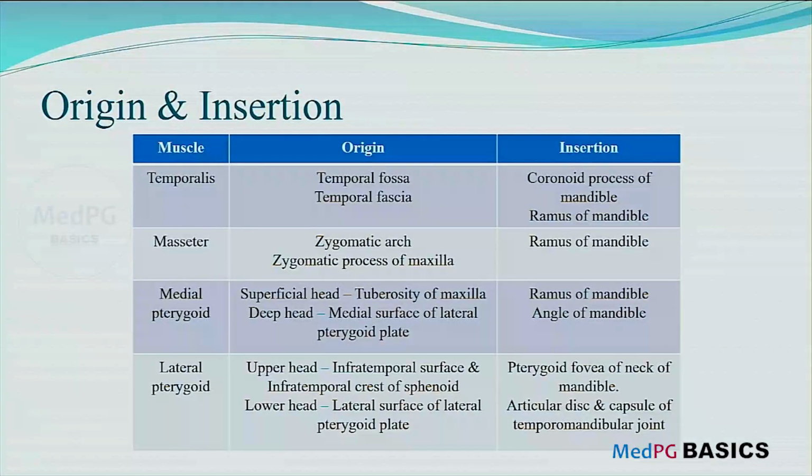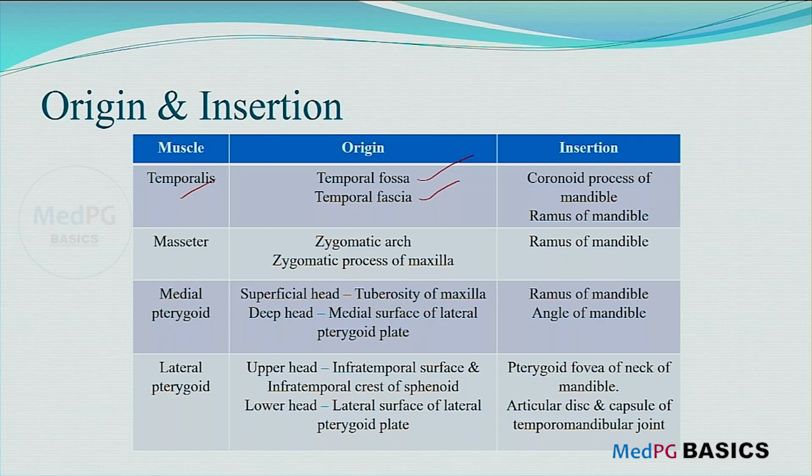Now, going on to the attachments of all these muscles, both the origin and insertion. First of all, looking at the temporalis. The temporalis is a fan-shaped muscle which has its origin in a broad area constituting the floor of the temporal fossa as well as the fascia overlying it, called the temporalis fascia.